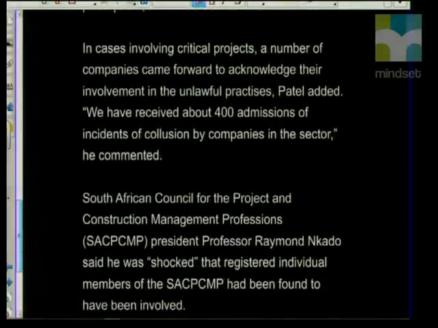Another important thing that they refer to in the article is the fact that in certain cases of critical projects, in other words, those things that were important for the country to continue to function, some companies actually admitted that they took part in this process of collusion, which means that they can actually be prosecuted. So according to the minister, they received 400 admissions of incidents of collusion.